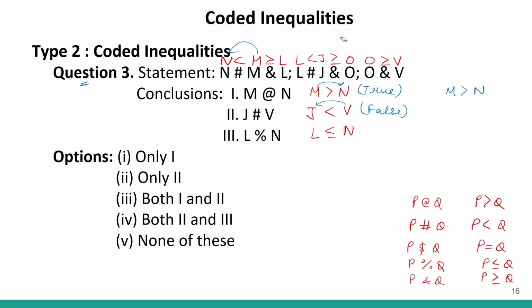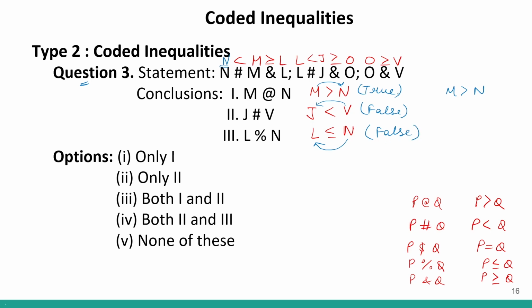Correct? Now let us look over here. N is greater than or equal to L. That means we will move from N to L. So again over here I can see N but we have a smaller door. Correct? We cannot proceed because we have to move from a bigger door to a smaller door. So this is also false.